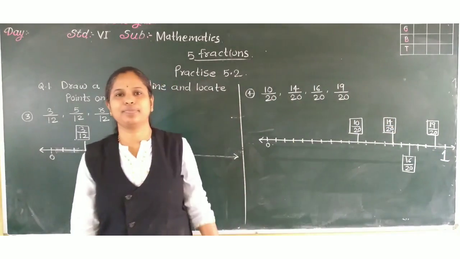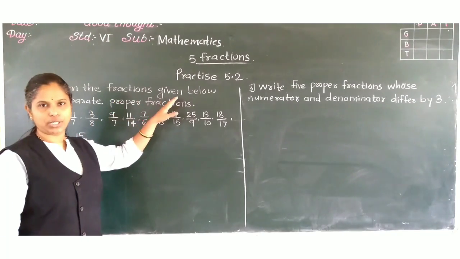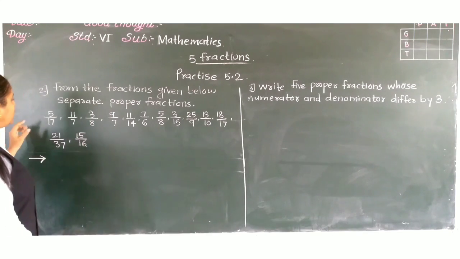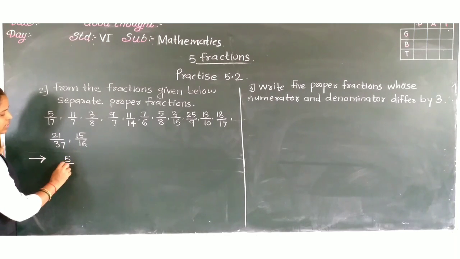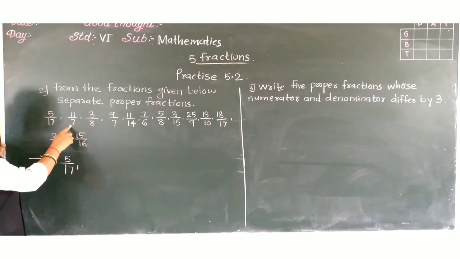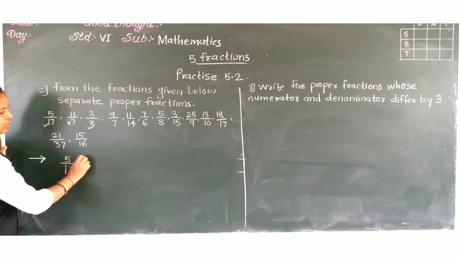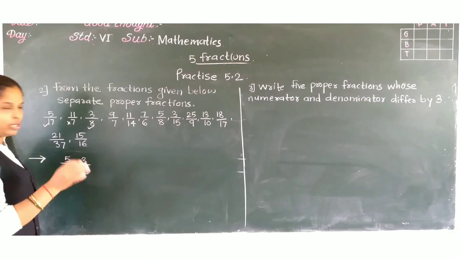Okay. Question number 2. From the fractions given below, separate the proper fractions. We have to write down only the proper fractions. Now look at this. 5 upon 17. Here the denominator is greater. So, yes, this is a proper fraction. 11 upon 7. No. 3 upon 8. Yes. Proper fraction means the denominator should be greater than the numerator.